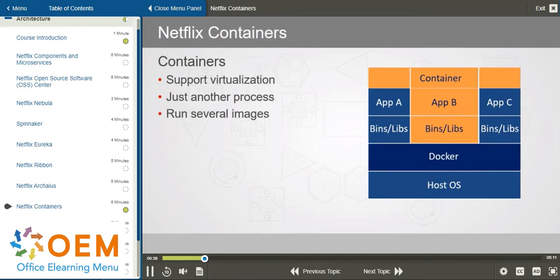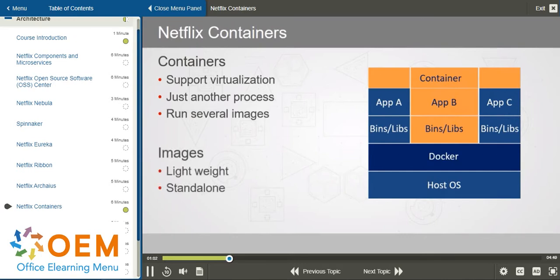If you've ever used Windows and noticed the taskbar and seen all those processes running on your machine, then a container is just another one of these processes. So you can imagine it uses way less resources than a virtual machine. And because it's so small, we can run several of these images. So we can have several processes running at the same time.